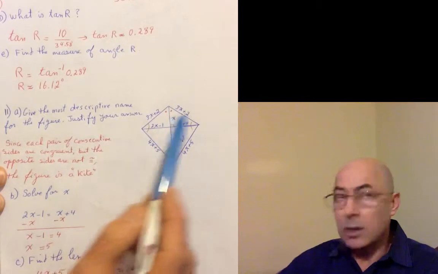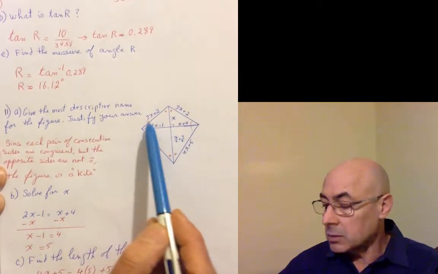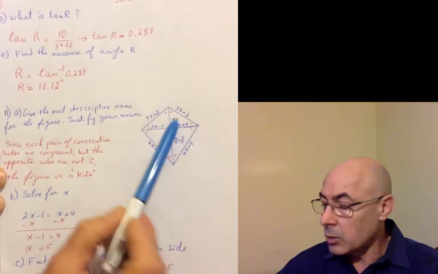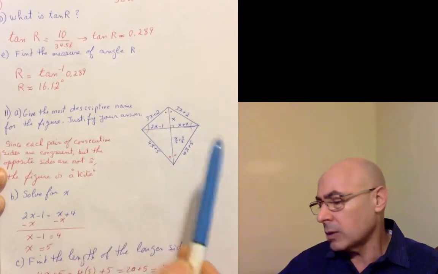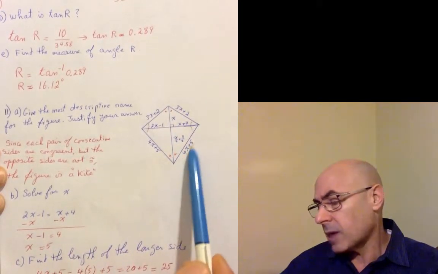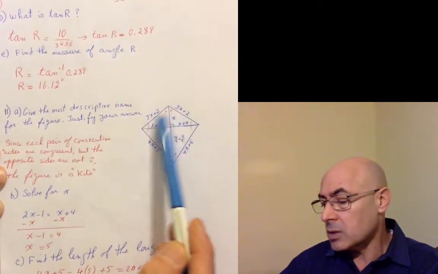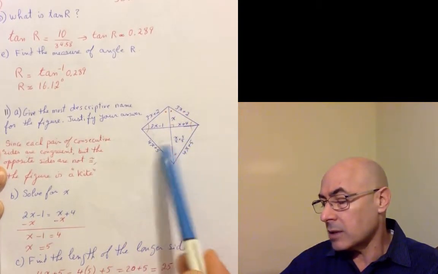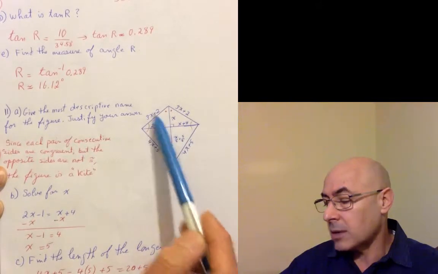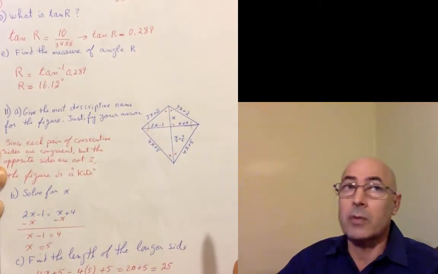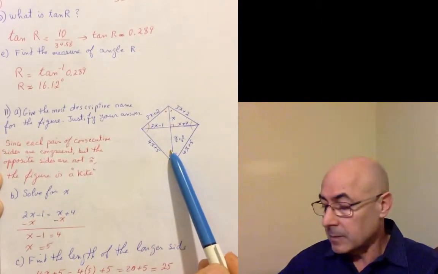Problem 11, we are given this quadrilateral. This is 3x plus 2, 3x plus 2, so they are congruent. 4x plus 5, 4x plus 5, it's congruent. When these two sides are congruent and these two sides are congruent, but the opposite sides are not congruent, it's not a parallelogram, of course. We call it a kite.